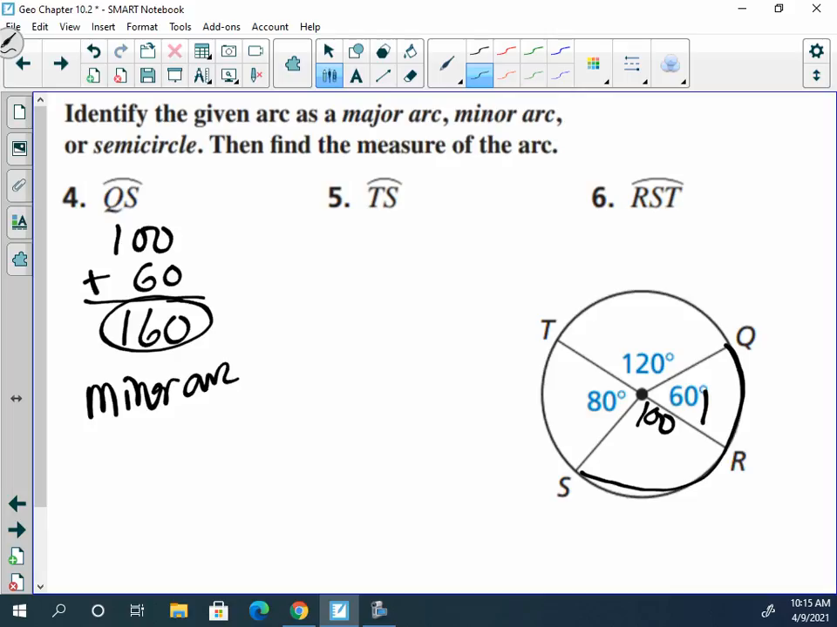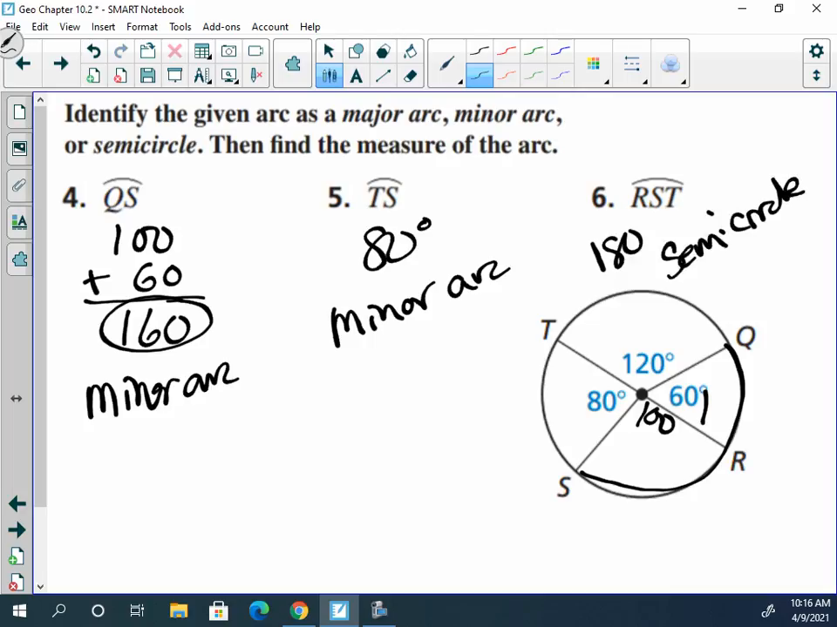And how about TS? Would be 80. And this would also be a minor arc. And lastly, RST is 180. It is a semicircle. A semicircle. And that's all we need to do for these here. And if it's major, it is greater than 180.